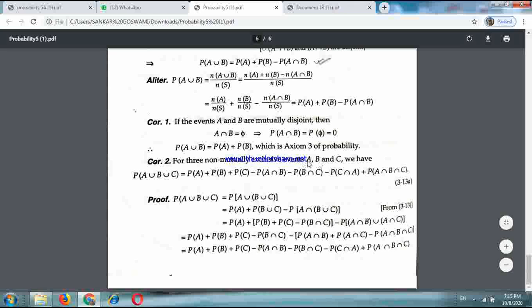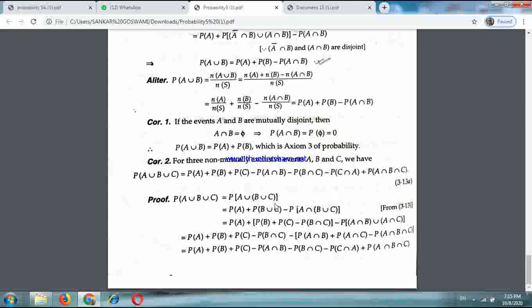Now, for three events A, B and C, how do we write P(A union B union C)? You see, P(A) plus P(B) plus P(C) minus P(A intersection B) minus P(B intersection C) minus P(C intersection A) plus P(A intersection B intersection C). The derivation is very simple. Just we write A union B union C. Now B union C, we take it as a single event.